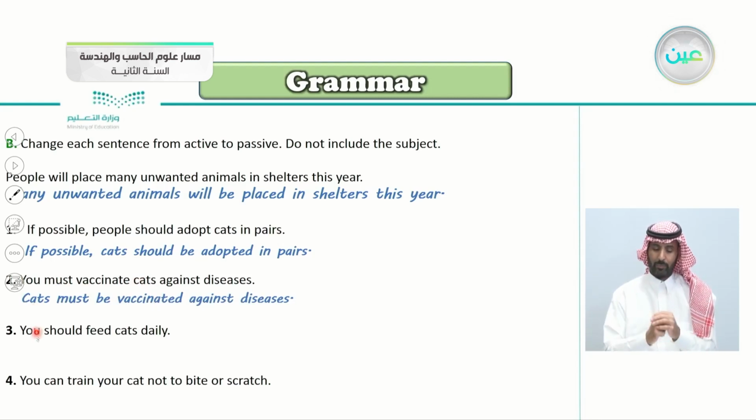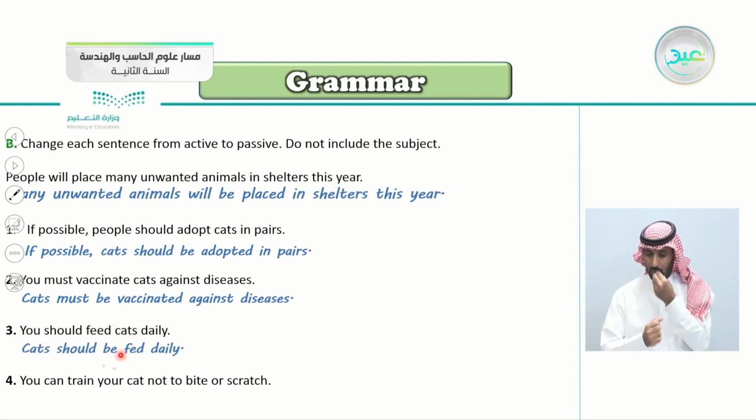Number three, you should feed cats daily. The verb here is feed. So who is doing the feeding? The subject, you, and who's the object? Cats. I think now it's getting easier. So we say yes, cats should be fed. The past participle of feed is fed, daily.